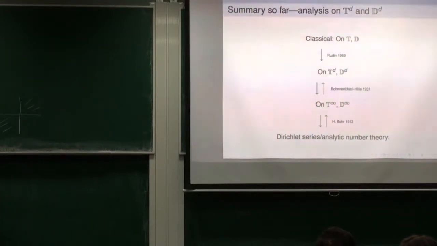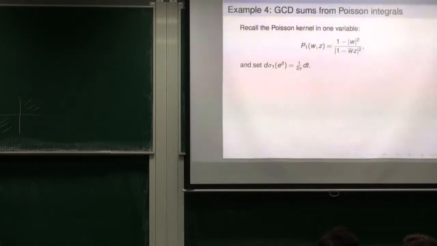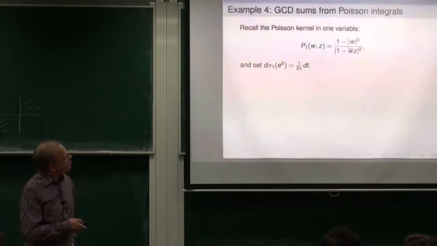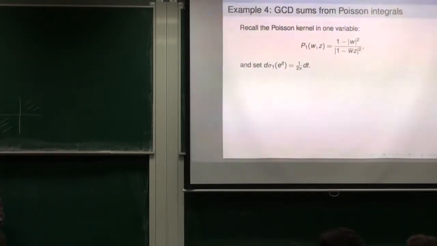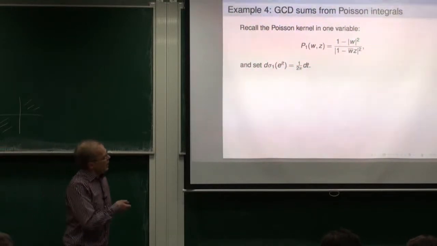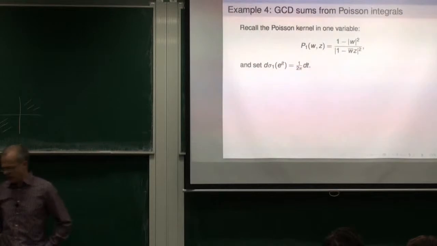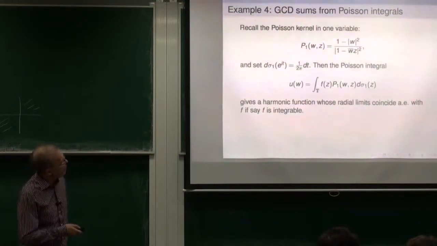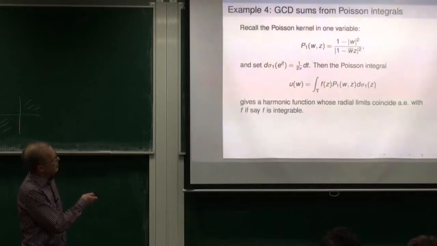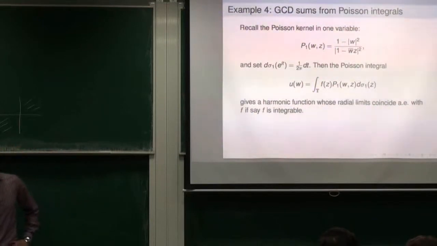Okay, now my fourth example. Greatest common divisor sums from Poisson integrals. Well, here I have written down the Poisson kernel in one variable on the unit disk. So w is a point in the unit disk. And here I have also written down explicitly the normalized Lebesgue measure on the circle. Then we know that if I plug in here an L1 function, I obtain a harmonic function whose radial limits coincide almost everywhere with f, as I say, f is integrable.